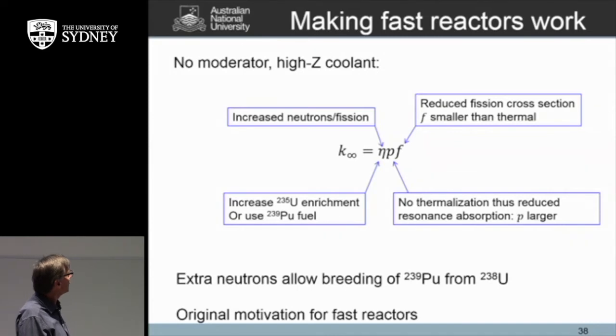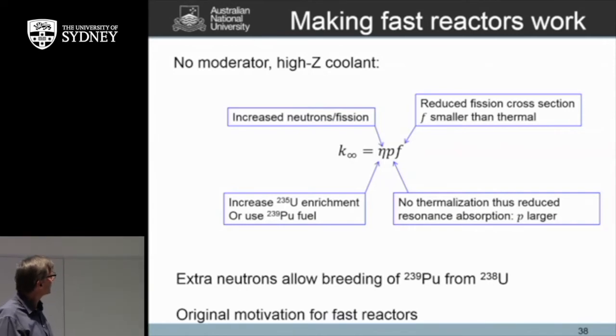We'll take out our fast fission factor. Our thermal absorption, well, it's no longer thermal absorption, but our absorption on the fuel is going to be reduced because of the cross-section. Our resonance escape probability is going to be better because we're not slowing the neutrons down, so this P will be better. What we can do about the eta is increase the neutrons per fission, so that helps a little bit by going to plutonium or to higher energies. And the other thing that we have to do is increase the uranium-235 enrichment.